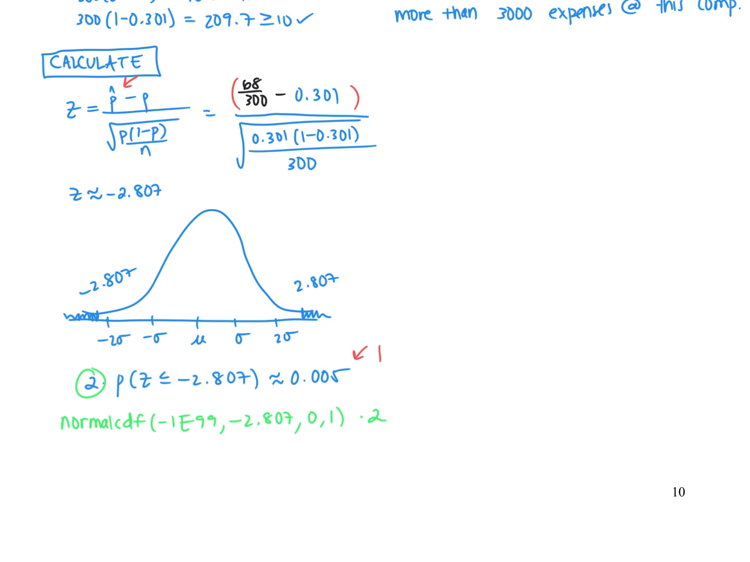That number is the p-value. So that is the probability of the sample proportion we got if the null were true. Questions for me before we write a conclusion?